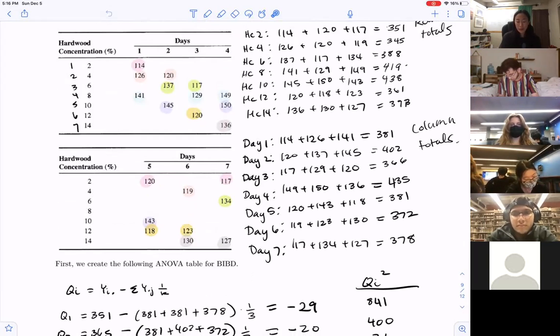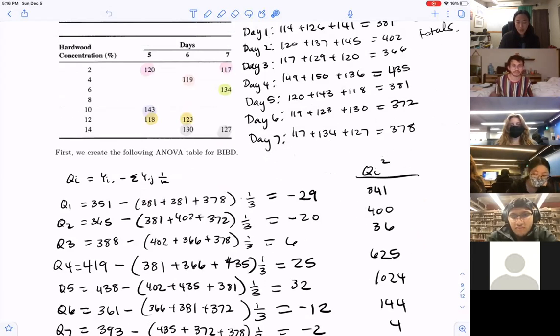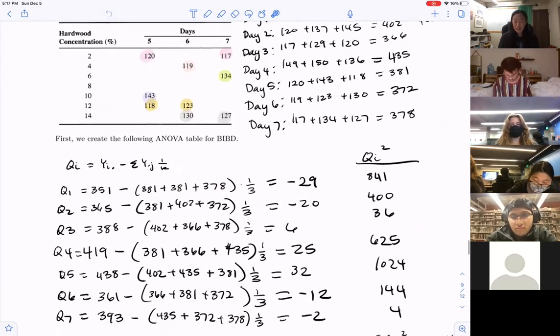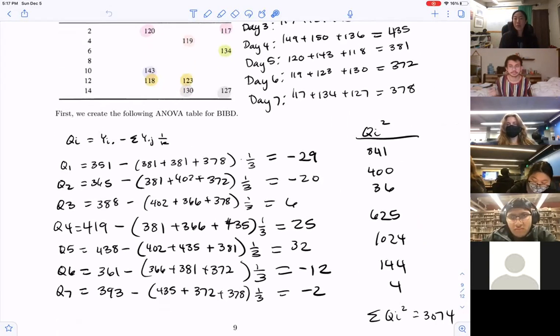If I have my row total, 114, 120, 117, you notice that I color coded them pink. The reason is that for hardwood concentration one, we had this test on day one, day five, and day seven. Then I go to my column totals. Day one is 381, day five is 381, and day seven is 378, which is why I am adding 381 plus 381 plus 378. Then I divide that by the number of observations for that particular association between hardwood concentration and day. That's the simplest way I like to remember it, because looking at the summations and trying to remember the notation costs some time.